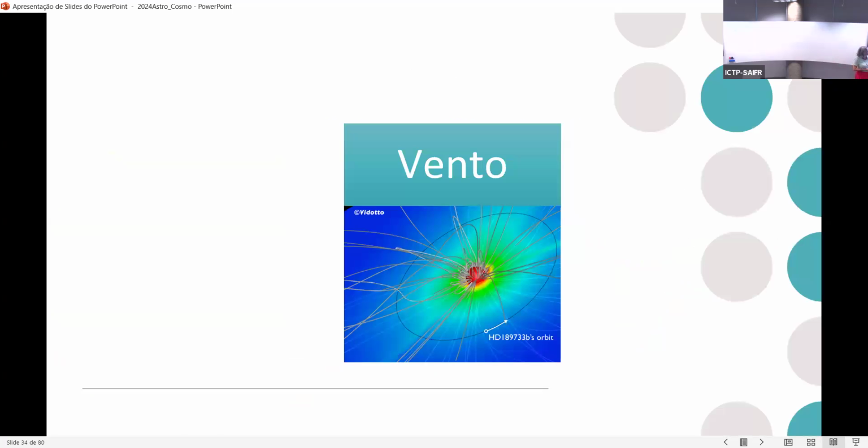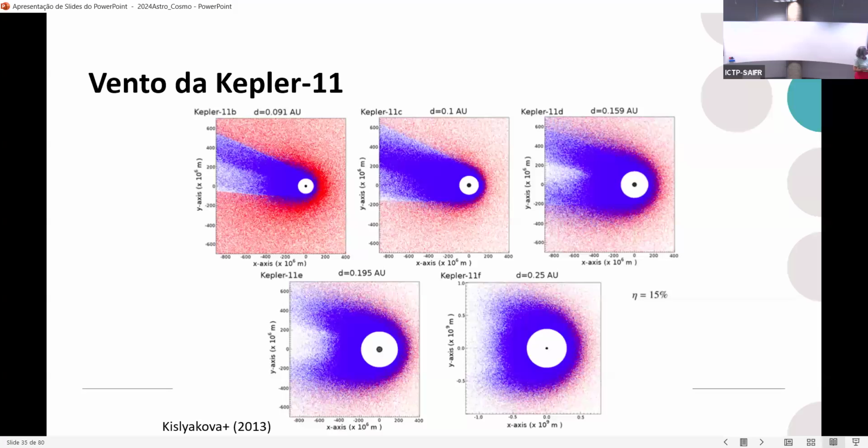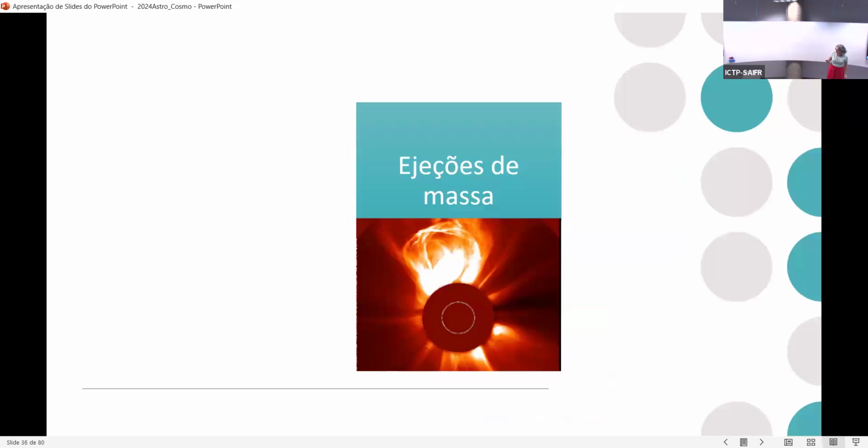That was the illustration of the stellar winds, and here is Kepler 11, 5 planets. The closest planet, then the further away ones. The red points are particle simulations. The red points are particles from the star, and the blue points are particles from the planet atmosphere. And you can see how the planet is losing its atmosphere.